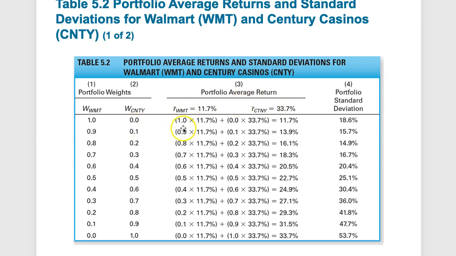So we would just take 100% of the Walmart return plus 0% of the casino return, and we get the portfolio average return of 11%. Now, calculating the standard deviation of that portfolio, we would get 18%. So we could do that for every mix, and look to see whichever portfolio has the lowest standard deviation, which would have been an 80-20 portfolio. This is the portfolio that would have the least amount of risk in it, because it has the lowest amount of standard deviation.